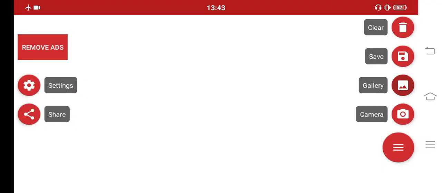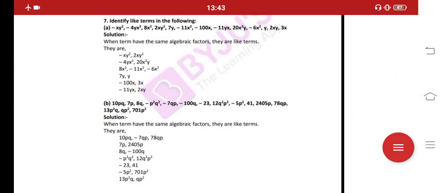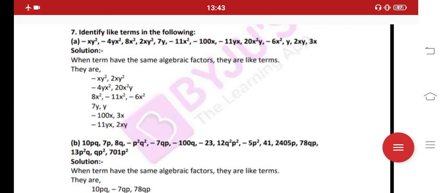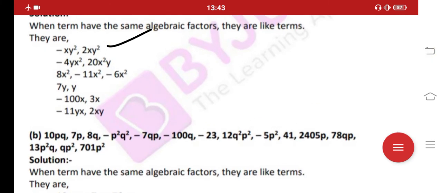Now let me show you last question of this exercise, which is question number 7. Okay, so see, identify like terms in the following. So first we need to find out like terms. Here are the given numbers written. Now x, y square. Now here you can see x and y square variable is present, x and y square variable is present. Okay, you have to eliminate this sign and this constant. I have told you all you have to focus on the given variable with the same power.